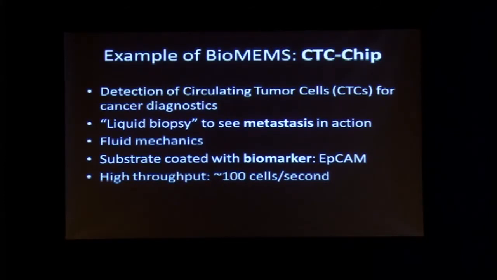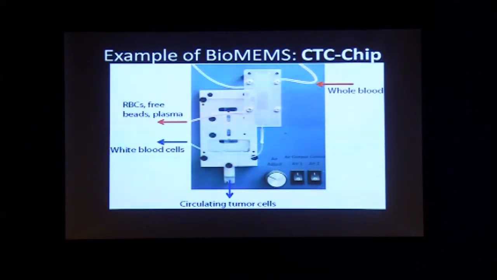It's a small device that's used for detection of circulating tumor cells for cancer diagnosis. One can think of this as a liquid biopsy that allows you to see the metastasis in action from the malignant tumor to the rest of the body. As far as the engineering mechanism is concerned, this works on principles of fluid mechanics, where the device detects the formation of micro-vortices in the flow of the blood, and the molecule of interest, that is the CTC, is coated with a biomarker, epithelial cell adhesion molecule. And it's a very efficient device that enables detection of the CTCs, which are very, very rare in the blood. So one out of a billion blood cells will be a CTC cell.